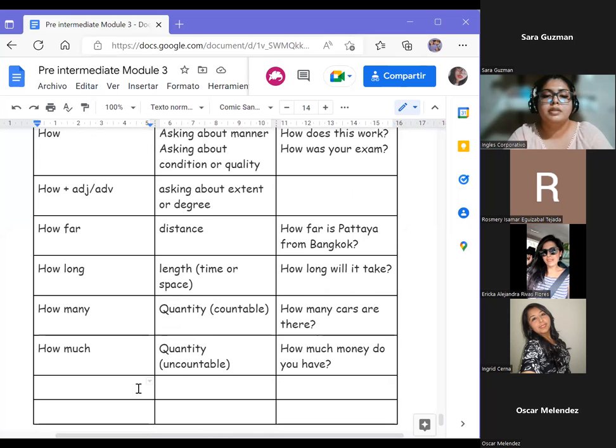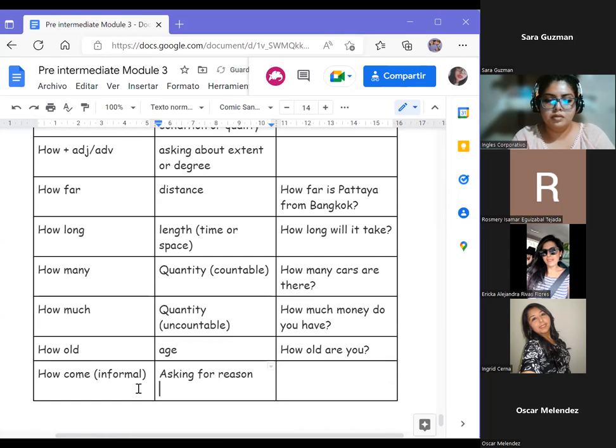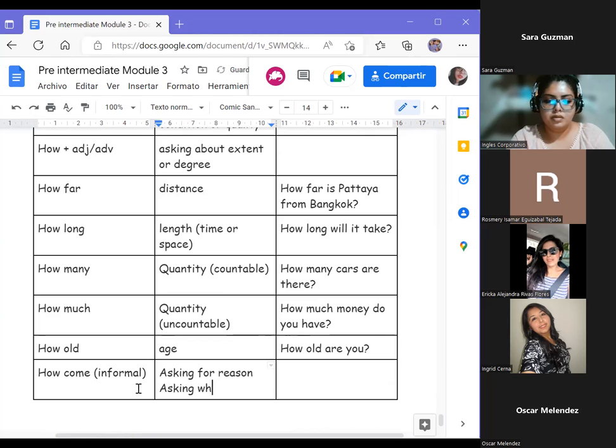Then we have how old. And this one is talking about age. And we have the example, how old are you? And the last one is how come, but this one is informal. Asking for a reason or asking why. And we have the examples. How come I can see her?